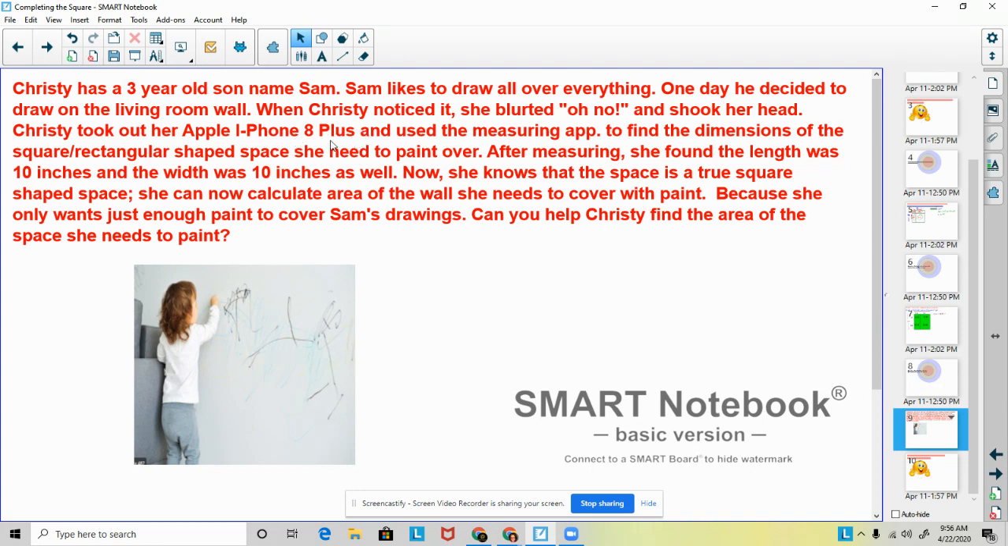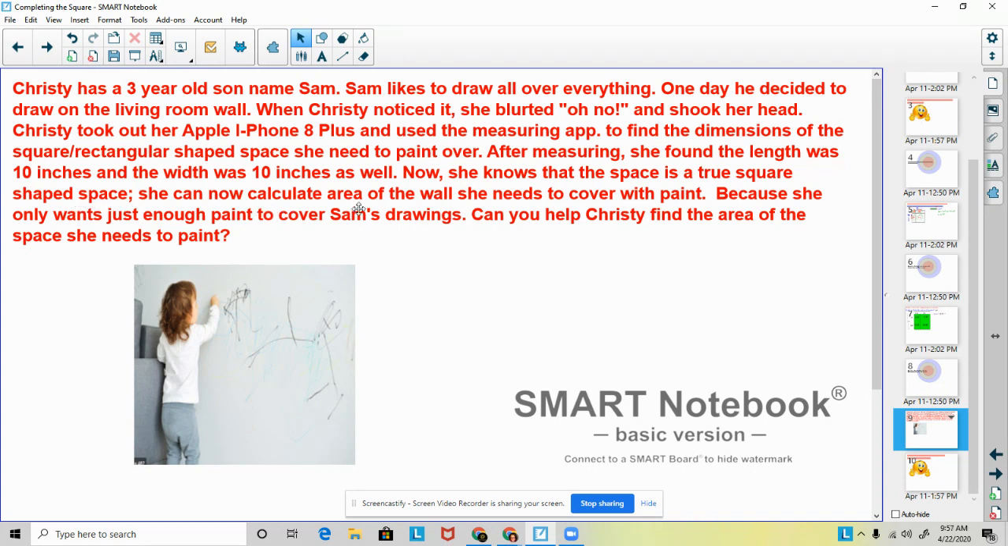Christy took out her Apple iPhone 8 Plus, right? Because you got to have an Apple iPhone 8 Plus, and she used a measuring app to find the dimensions of the square slash rectangular shape space she needed to paint over. After measuring, she found that the length was 10 inches and the width was 10 inches as well. Now she knows that the space is a true square shaped space.